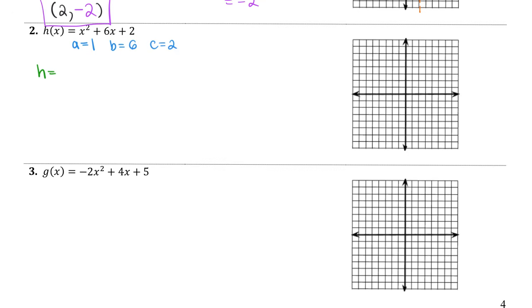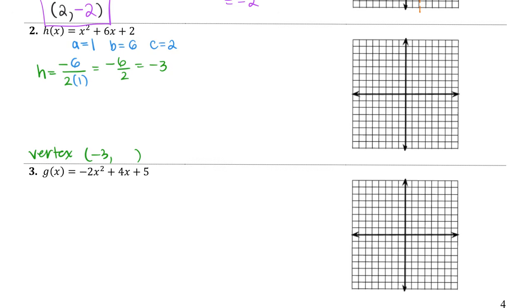Okay, let's go ahead and find my vertex. H equals negative B. B is 6, over 2A. Okay, let's simplify it. Negative 6 divided by 2 is negative 3. So my vertex is going to be negative 3 comma something.